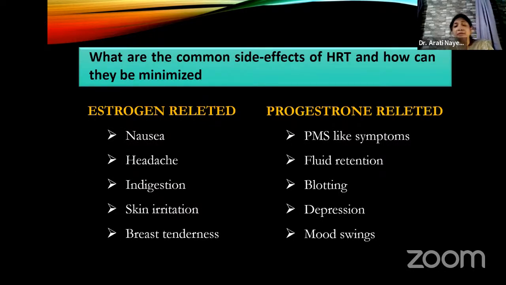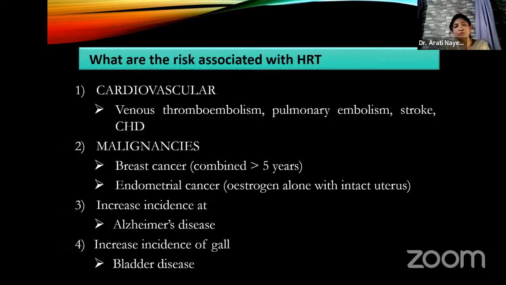There are some estrogen-related side effects and some progesterone-related side effects. The estrogen-related side effects are nausea, indigestion, skin irritation, and breast tenderness. The progesterone-related side effects are weight gain, fluid retention, bloating, depression, and mood swings; these are the worst complications seen with progesterone. Then, what are the risks with HRT?